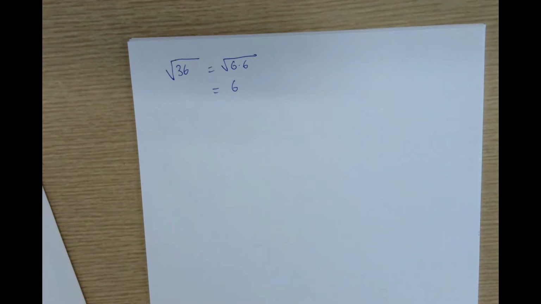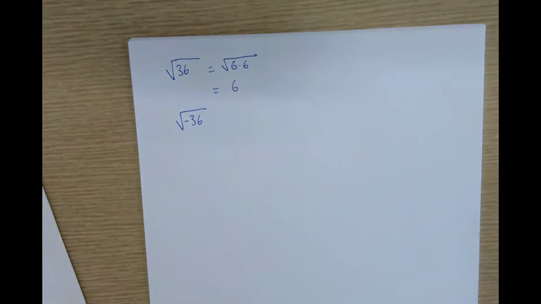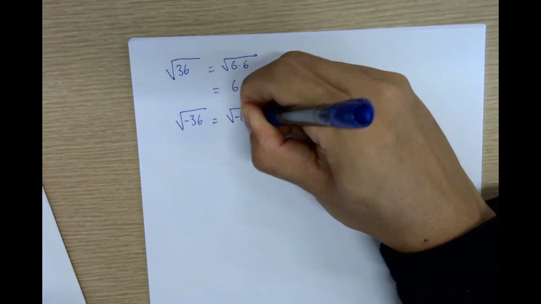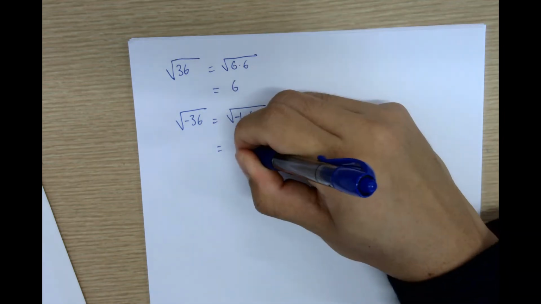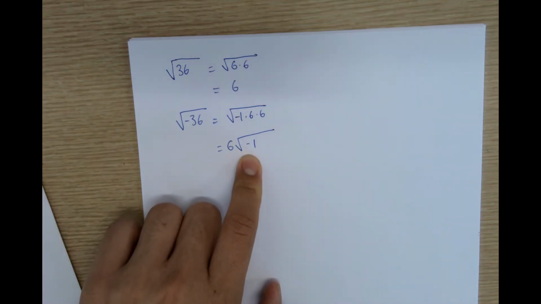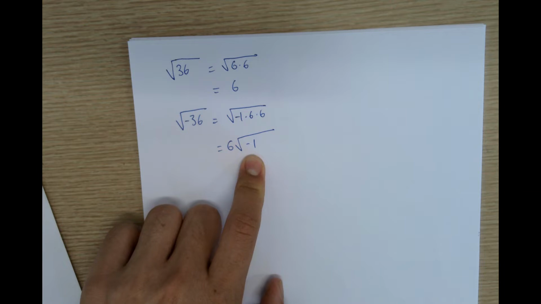The question is, what do we do if we take the square root of negative 36 and we're asked to find the root of this? Technically we could divide this into negative 1 times 6 times 6. We could factor out the 6, and we're left with negative 1 on the inside. A mathematician wanted to figure out what the square root of negative 1 is, and so they created a number called i, which is called an imaginary number.